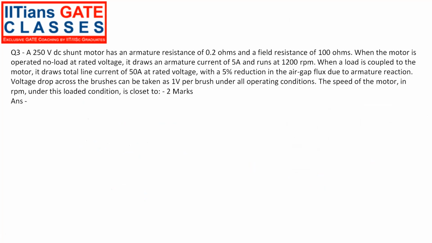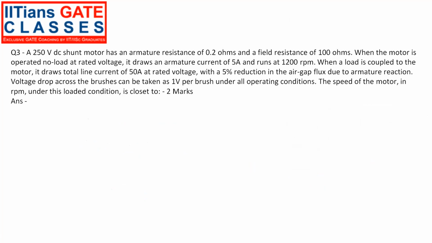Okay guys, the next question is from DC machines. So what does this question say? It's a 2 marks question. A 250 volts DC shunt motor has an armature resistance of 0.2 ohms and a field resistance of 100 ohms.